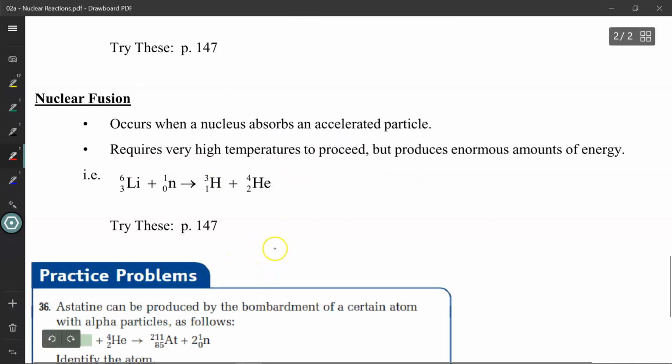Now the opposite of nuclear fission is nuclear fusion. So instead of splitting an atom, we are now fusing them together. It occurs when a nucleus absorbs an accelerated particle. This requires very high temperatures to proceed, but produces enormous amounts of energy as well. So in this example, lithium-6 fuses with 1 neutron to form hydrogen-3 and helium-4. Again, 3 plus 4 equals 7, 1 and 6. 3 plus 0 adds up to 1 and 2.